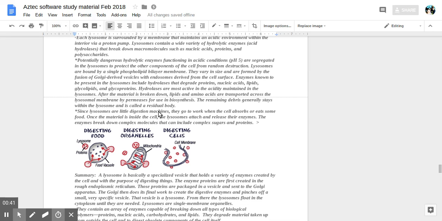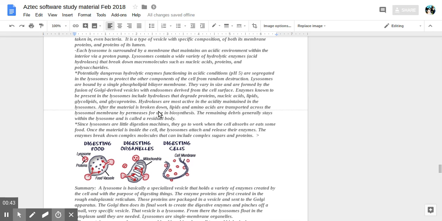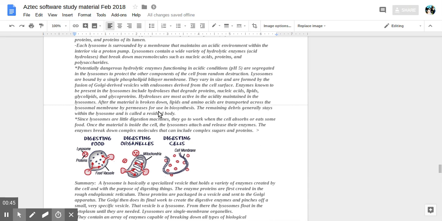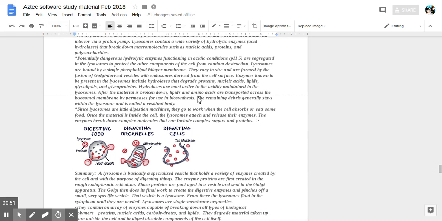It has a pH of 5, so it's very acidic. It contains hydrolytic enzymes used for breakdown of proteins, nucleic acids, lipids, glycolipids, glycoproteins, so various molecules. It has enzymes called hydrolases, which only function in the low pH and are used for breaking down.